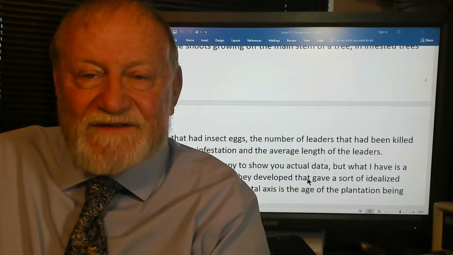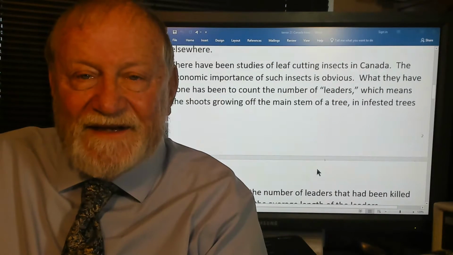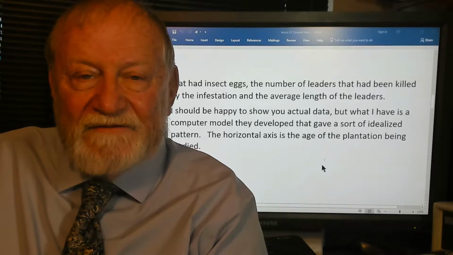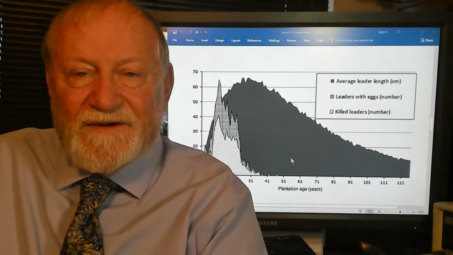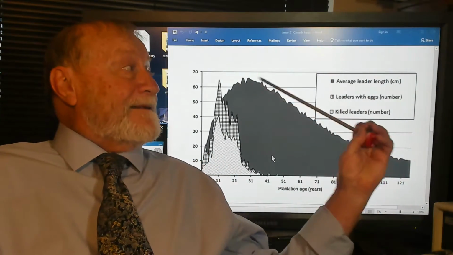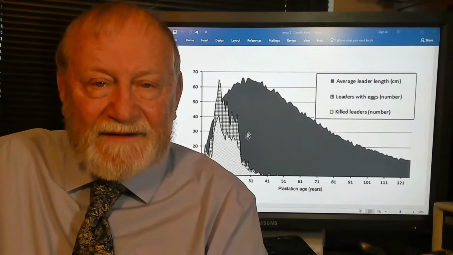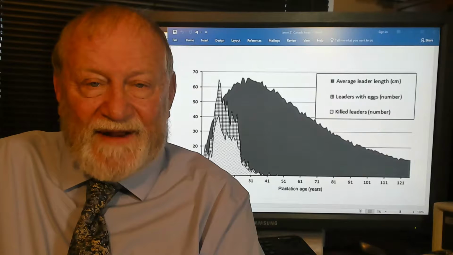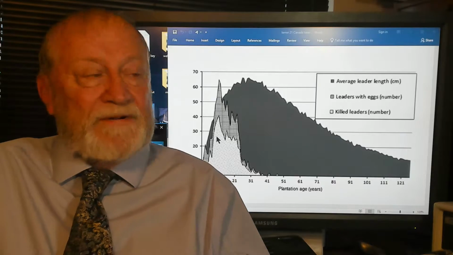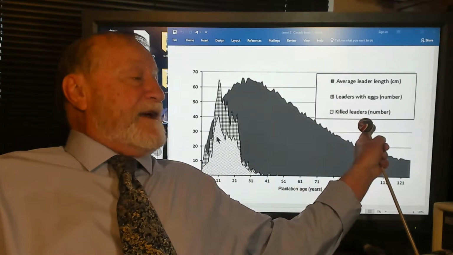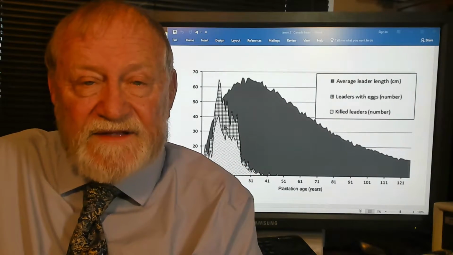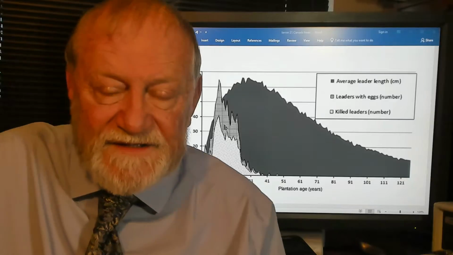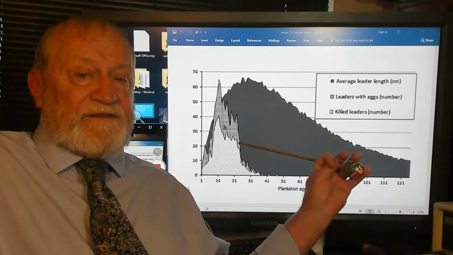Horizontal axis, age of the plantation being studied and obviously being infested. Then the vertical axis is their counts, so number of shoots. The big black line starts here, right after the plantation is made. The shoot numbers go up and over and down and begin to level off. Never goes to zero. And this basically is evidence for insect activity.